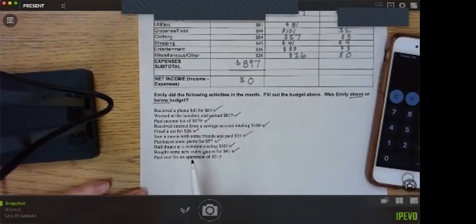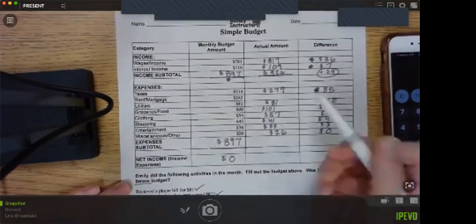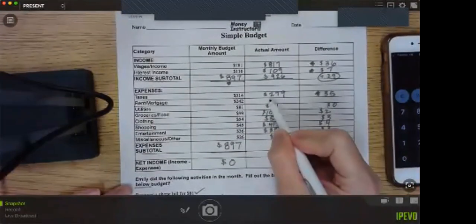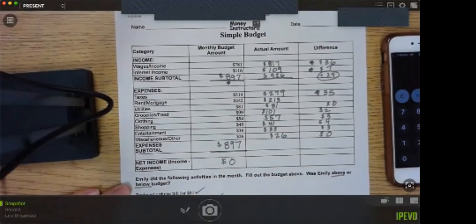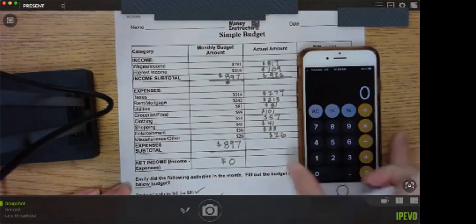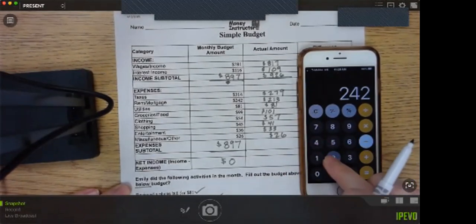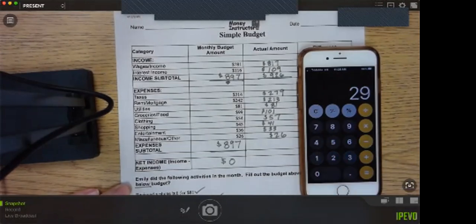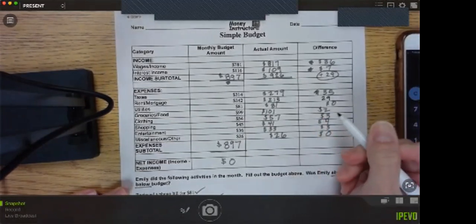Paid rent for an apartment, $213. So let's go up here. Her rent this month was $213. And so we take 242 minus 213, and that is $29. So she has a difference of $29.